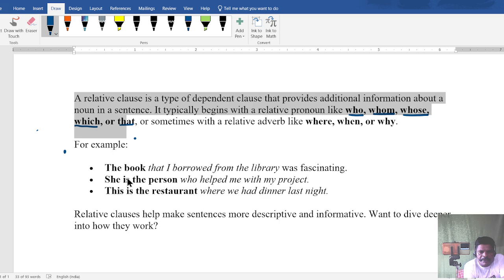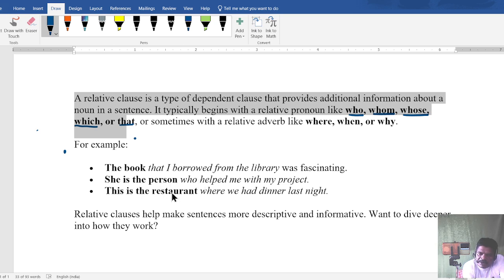For example, the book that I have borrowed from the library was fascinating. This is a clause, meaning a part of a sentence. She is the person who helped me with my project. Here, who is the relative pronoun, and this is the relative clause.